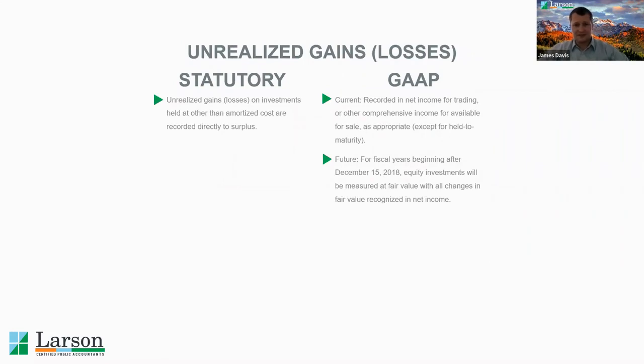As far as unrealized gains are concerned, unrealized gains or losses under statutory accounting are recorded directly to surplus for any investments that are held at other than amortized cost. Under GAAP, unrealized gains and losses are recorded in net income for trading or other comprehensive income for available for sale. In the future, equity investments will be measured at fair value with all changes in fair value recognized in net income.